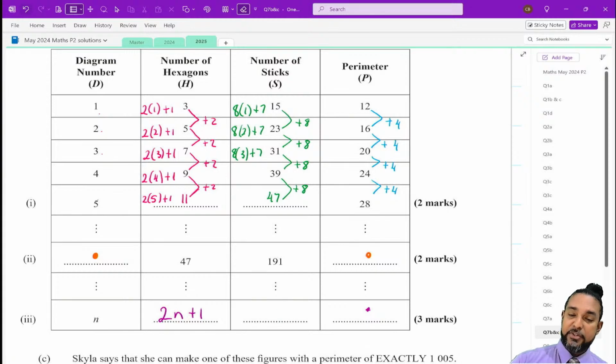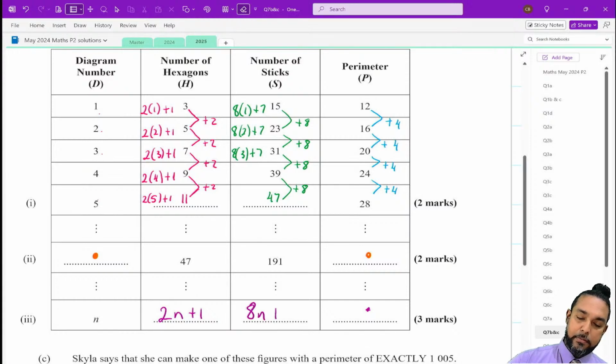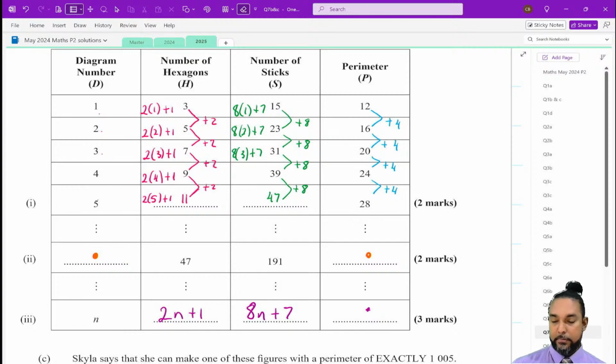So the pattern here is what? 8n plus 7. Right? So 8n plus 7. All right, so I want you all to try the blue one. Don't call it out yet, we'll get there just now. Yeah, there's one for all of them.